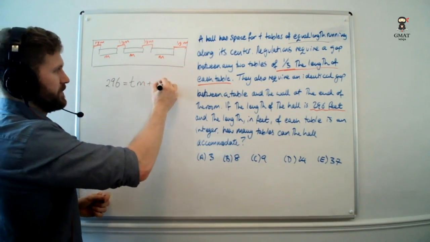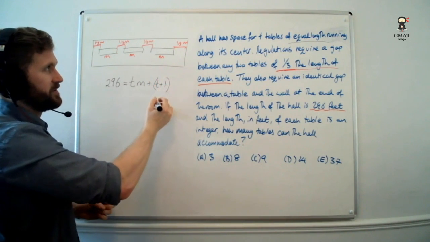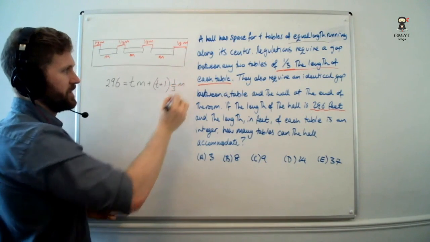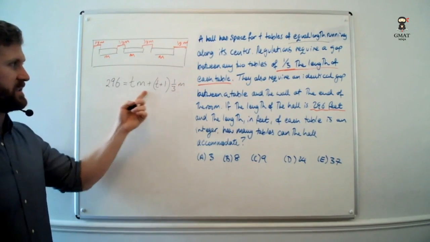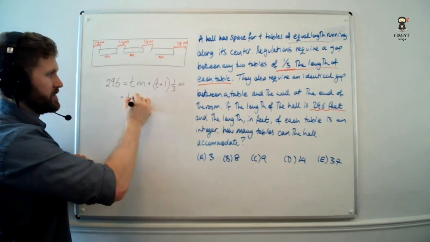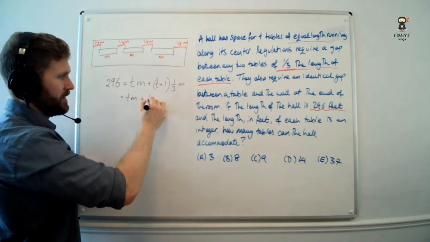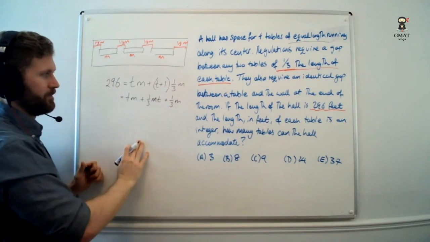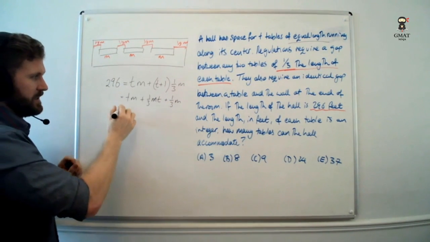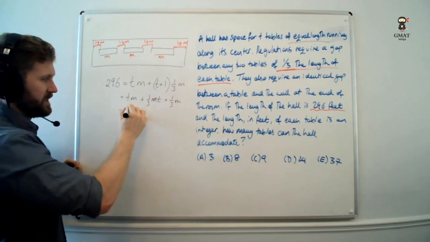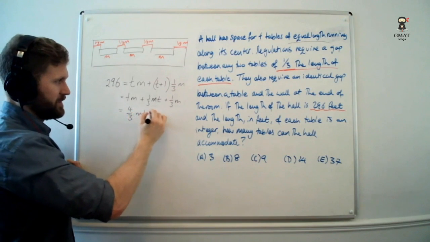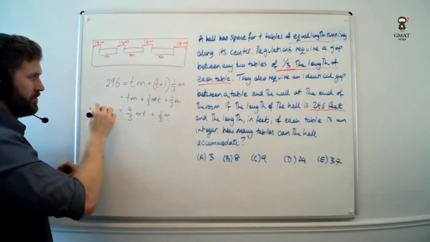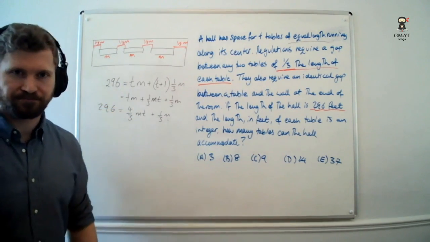So t plus 1, that would be the number of gaps times the length of those gaps, which would be a third of m. So I'm going to take this right-hand side and multiply out the brackets. So a third m t plus a third of m. Now, I can group the m's and the t's together. So I've got 4 over 3 mt plus a third of m. And that all equals 296.